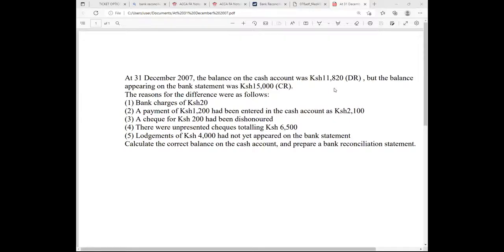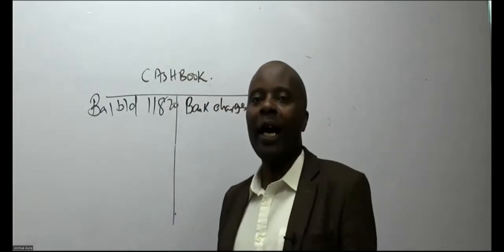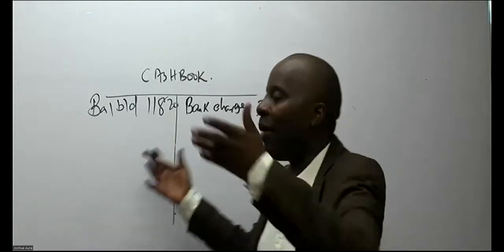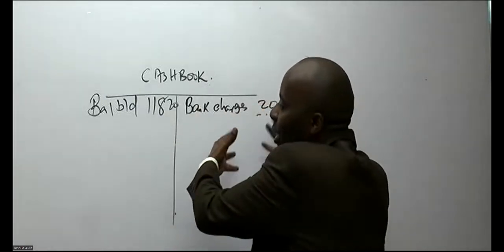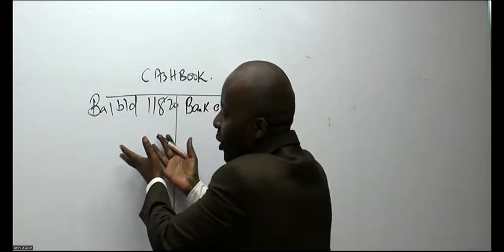So it is 2,100 minus 1,200. That difference is the error. So the error is 900. This error is an overcast. I paid more; I removed higher amounts from my cash book. So to cancel this higher amount, what do I do? I should come and debit here.